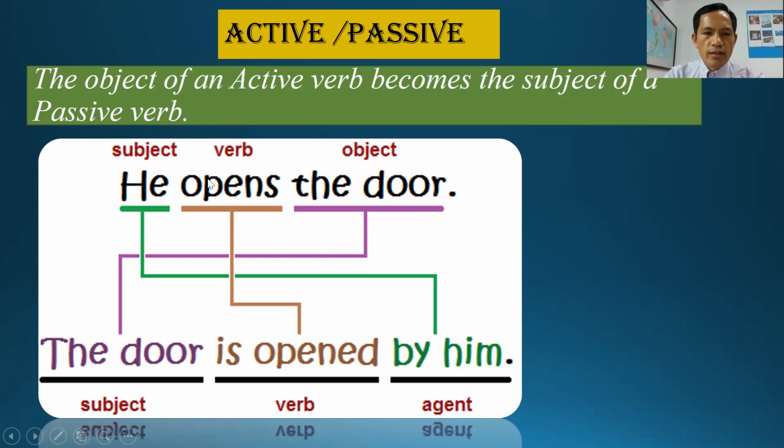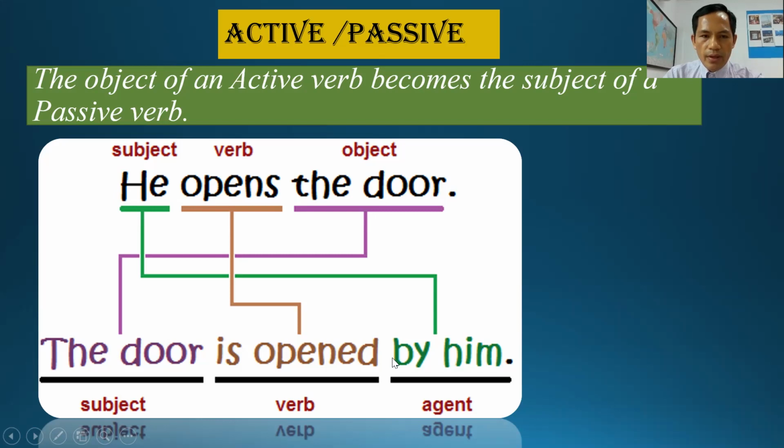He, the subject, opens, the verb; the door is the object. But in the passive form, the object comes first, here in the subject place. The door is opened by him. There's an extra word here, is. We put is. Opened, the verb becomes verb 3 form. So we need the verb to be and verb 3 form.